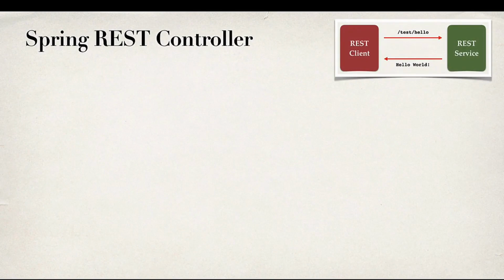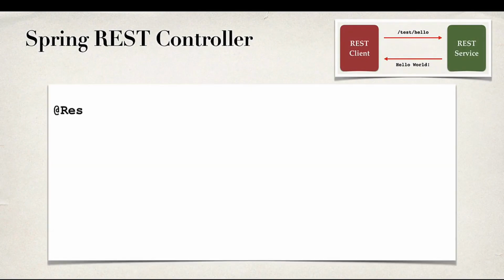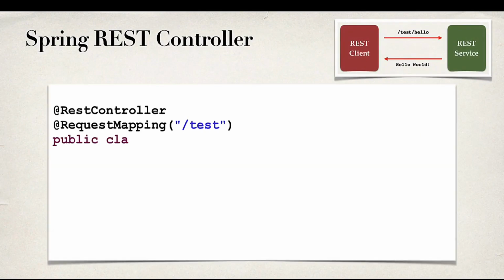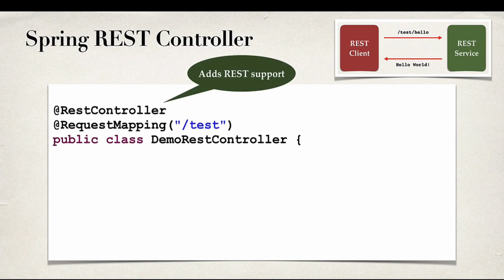Alrighty, so here's the basic coding here for a Spring REST controller. So we have this @RestController, @RequestMapping /test, and then public class DemoRestController. So this looks like a normal Spring MVC controller. However, now we're making use of this @RestController. So this adds the REST support.